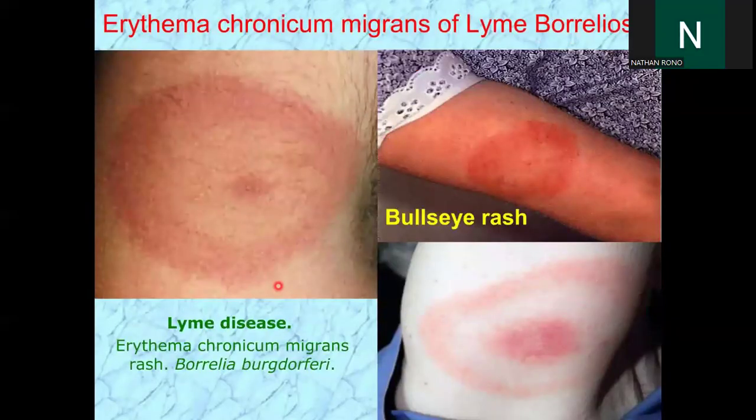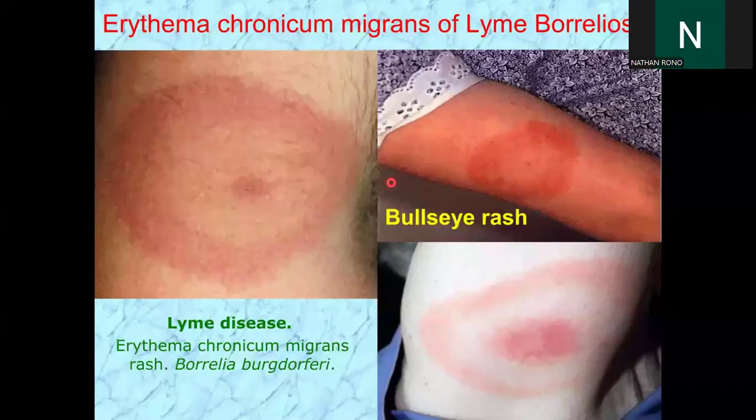So Lyme disease, this is mostly an American thing. Lyme is actually a town in the US, usually found in the northeastern part of the US, in areas of Connecticut, Massachusetts. So what basically was happening is patients would go hiking, and then a few days later, they come back with this type of rash. And this rash is very, very specific. We call it the bullseye rash.